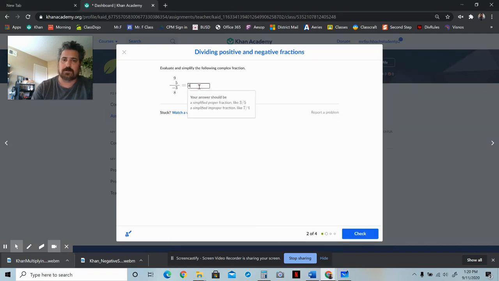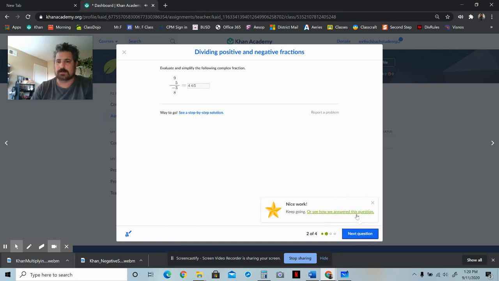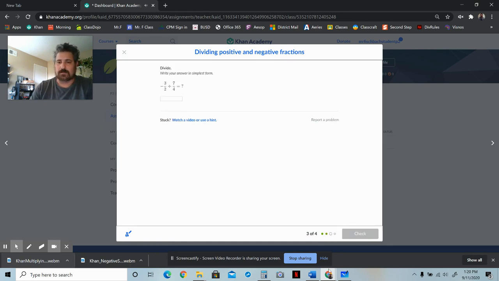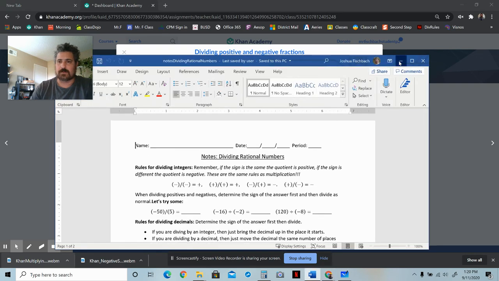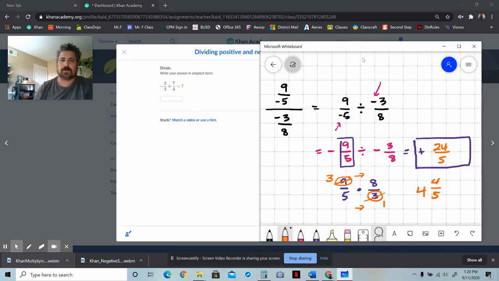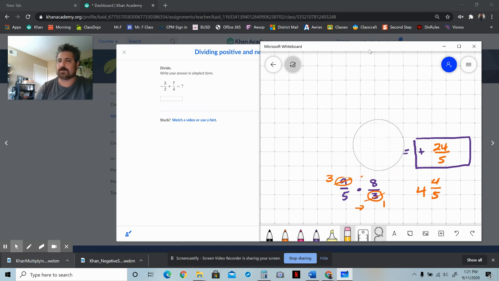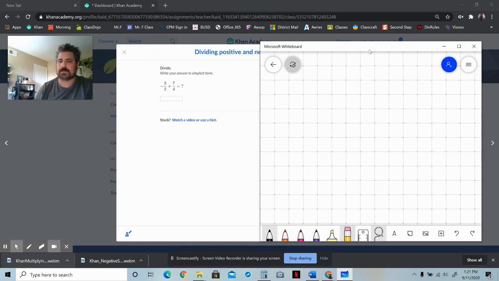Let's check it. 4 space 4/5. There we go. Nice work, us. To the next problem. So on the next problem, let's minimize that. On the next problem, we've got negative 3/2 divided by positive 7/4. This is an easier one. Let's just go through and do this nice and comfortably.